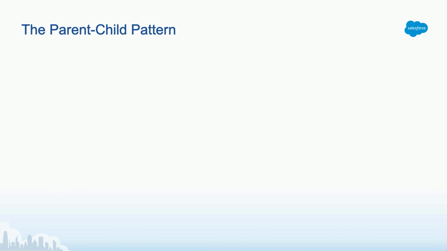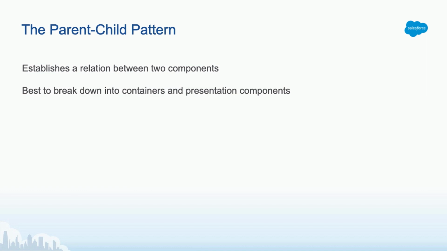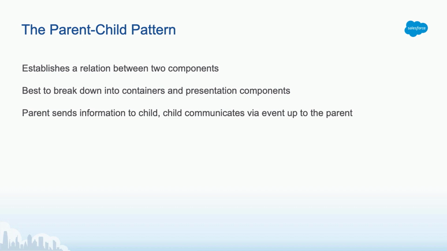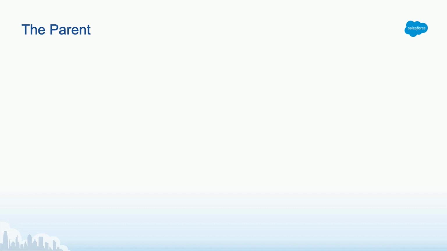Remember when I was talking about the parent-child registration pattern? Let's go into that. It establishes a relationship between two components, container and contained. It's best when you break it down into containers and presentation components. The way you do this, the parent sends down the information to the child, and the child communicates with events up to the parent. So the parent, it's a container.